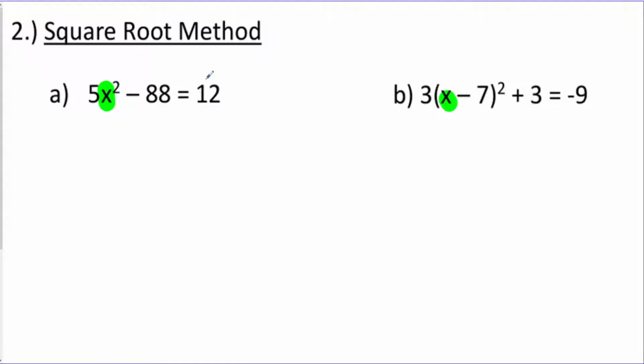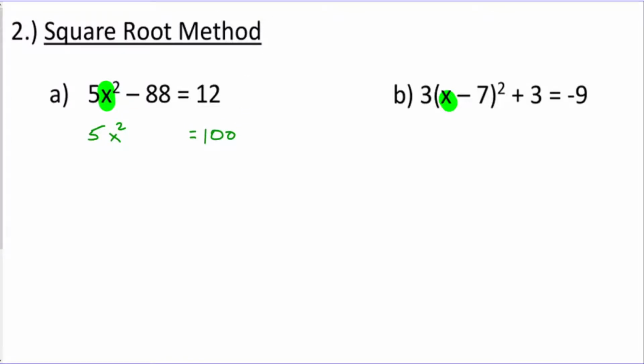What the square root method says is that if there's only one x value, right, you're going to figure out what is being squared. So in this first letter A, it's just the x being squared. You're going to get that by itself. So let's do that. Okay, so I'm going to start off when I'm trying to get something by itself. We always want to undo addition and subtraction first. So I'm going to add the 88 to the other side. So if I say 5x squared, if I add the 88 to the other side, that's going to be 100.